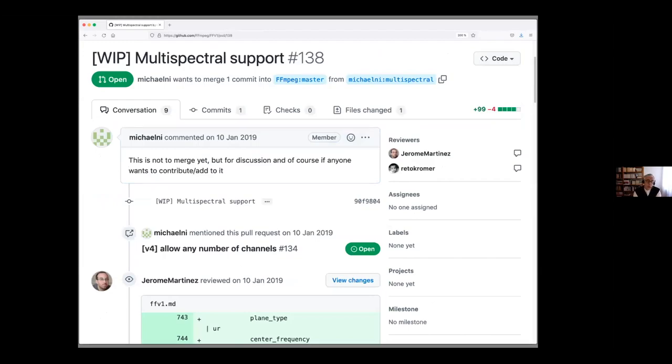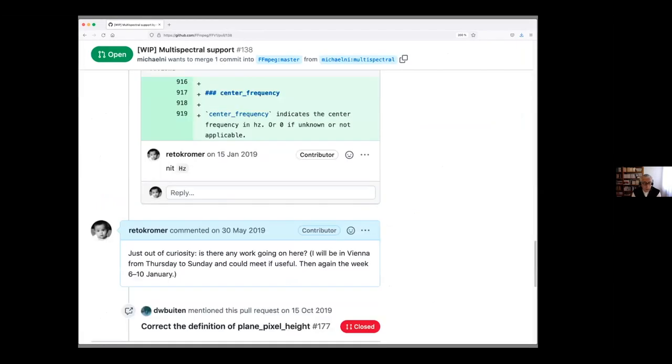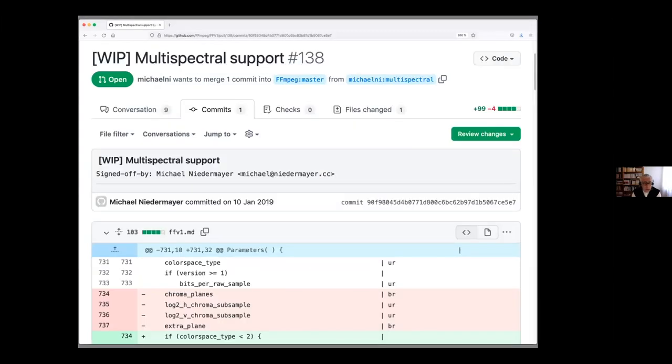As usual, Jerome stepped in with some useful comments, but after that, no more activity I am aware of was made on this. I also suggested to meet Michael, because until a year ago, I was regularly teaching at the Academy of Arts in Vienna. This is the beginning of the FFV1 specification Michael was working on.